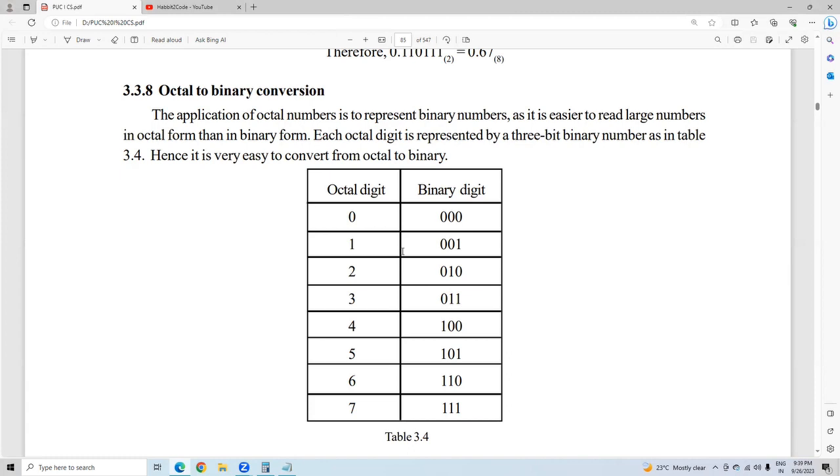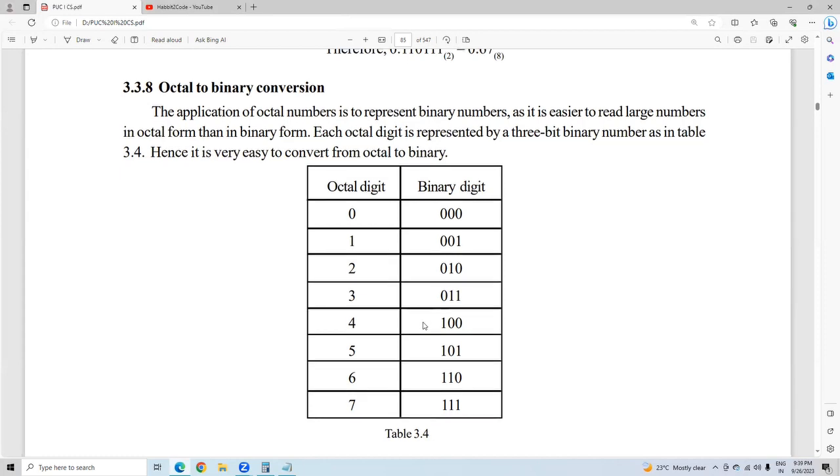Each octal digit is represented by a 3-bit binary number, as in the table. So this is just what we have seen. This table is very important, right? You need to remember all these things so that binary to octal and octal to binary conversion will be easy for you. So now the question is octal to binary conversion.